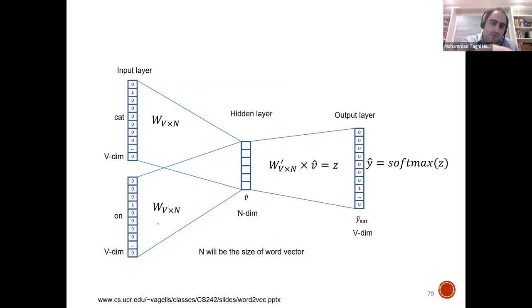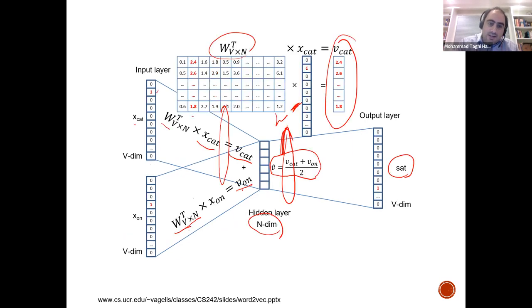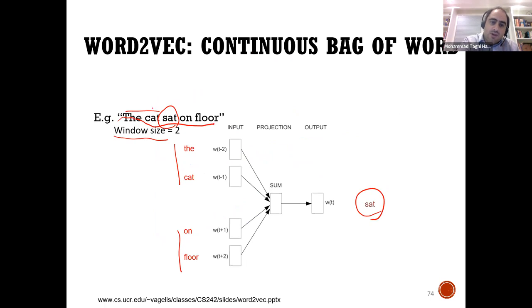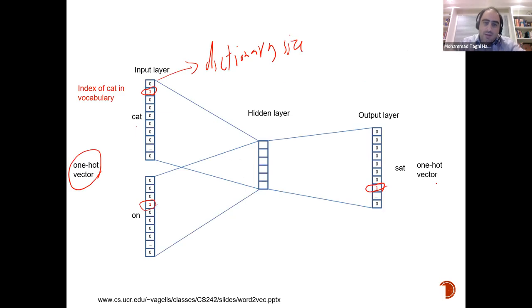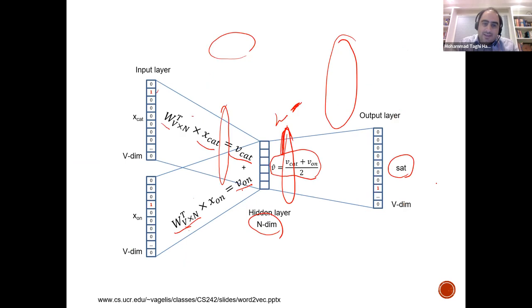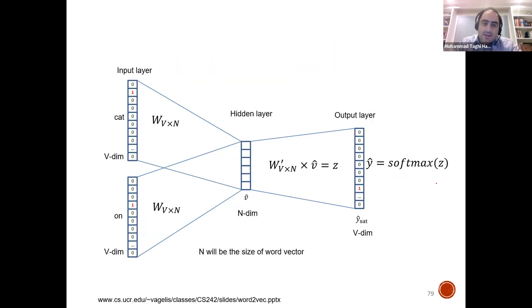As I mentioned, we have a deep net, and this deep net tries to understand that if cat and on came, what was the word between them? Say n is equal to one, so I should give it cat and on, and the output should be sat. So this deep net should understand that whenever I give cat and on, it should give me sat essentially.